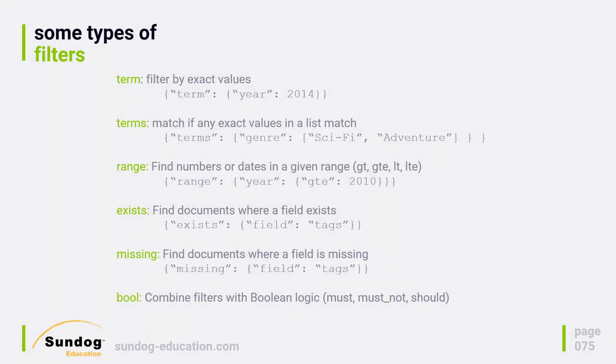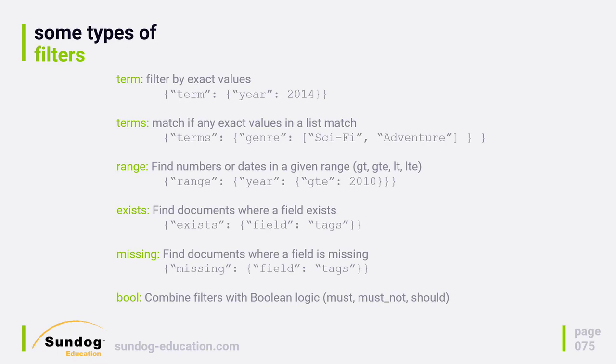Now there are many different kinds of filters. Range is just one of them. You can also do term filters. So if you need to filter by some exact value of a term, you can do that with a term filter. It would look like term year 2014, for example, to filter out only things that contain a year that equals 2014. You can also do terms if you want to match anything in a list of values. So a terms filter could say, in this example, anything that has a genre of sci-fi or adventure is what that reads out to be.